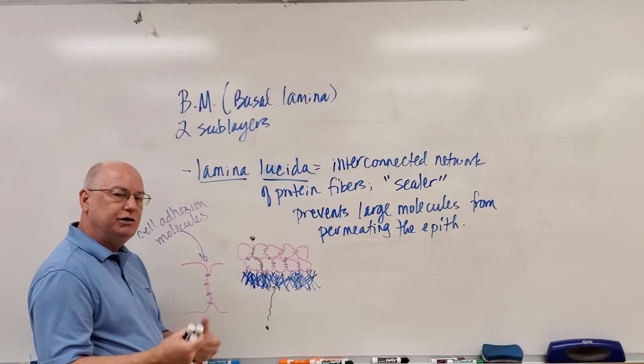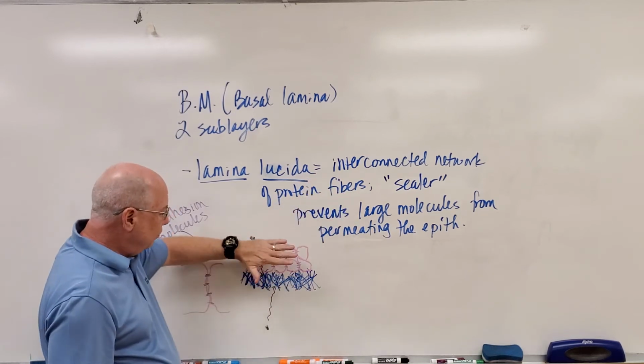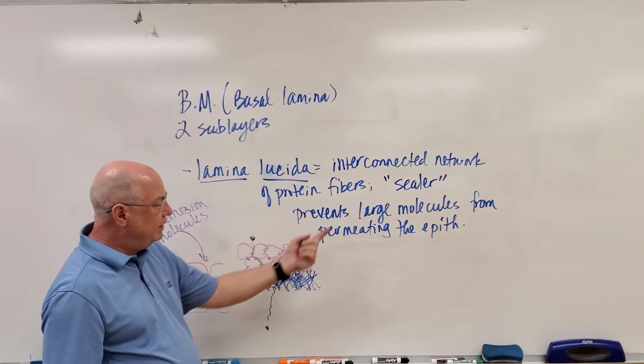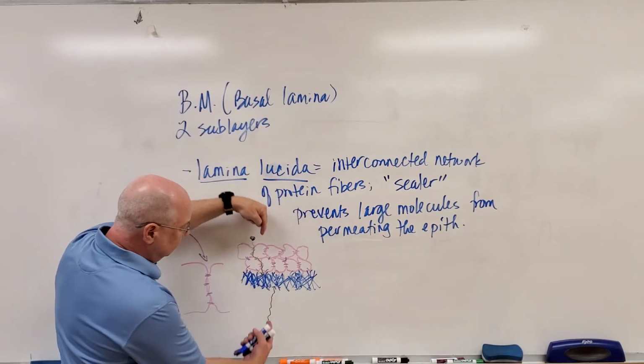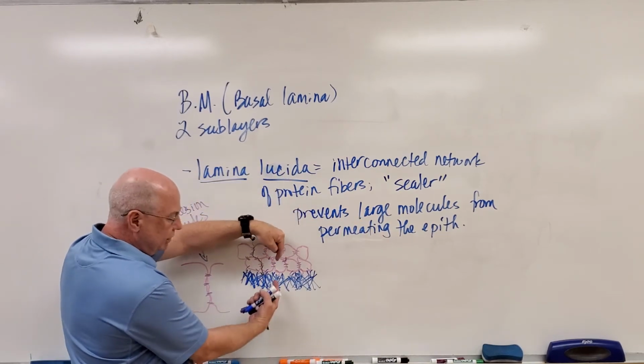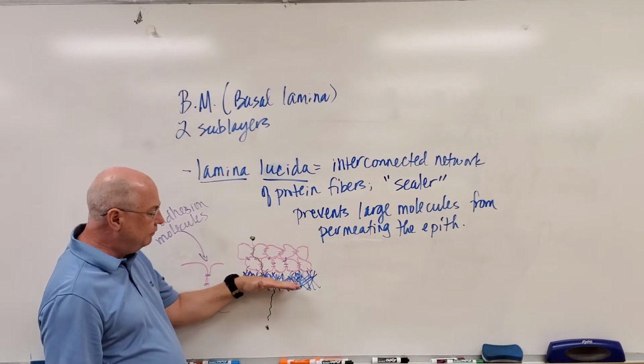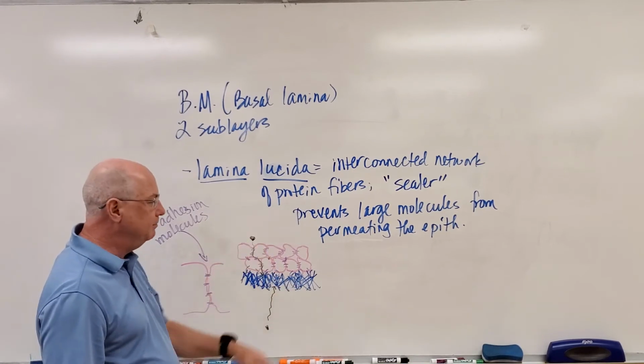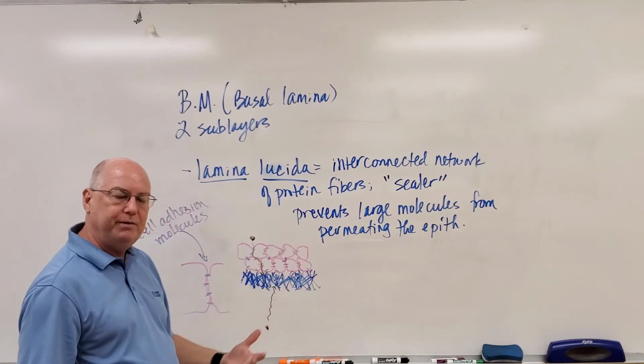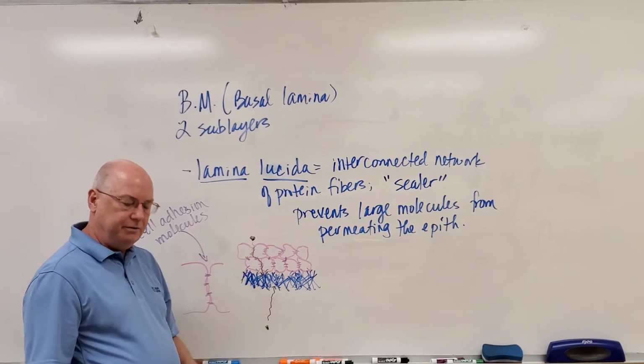So the lamina lucida acts like a sealer, and as the epithelium sits on top of it, it prevents other molecules that can penetrate between the epithelial cells and the underlying connective tissue from escaping or entering the body. So it prevents molecules from permeating or passing into or out of the body.